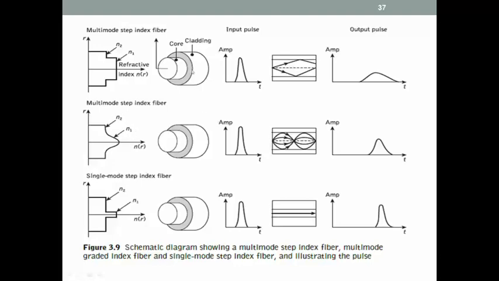This is what the core and cladding look like, and this is the amplitude, and this is the multi-mode. Multi-mode is itself, but here there are only two modes. Here there are four modes which are used, and here single mode step index fiber. This is what the output pulse looks like. So it is better to use single mode fiber when you have to retain the amplitude for a further range.